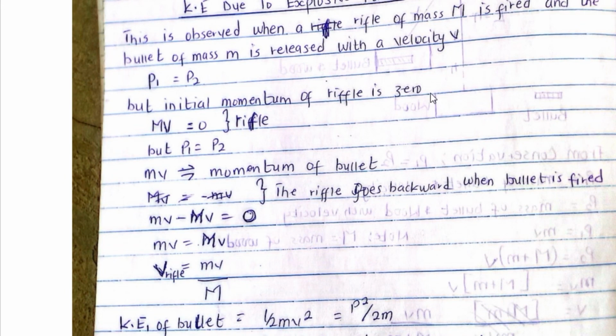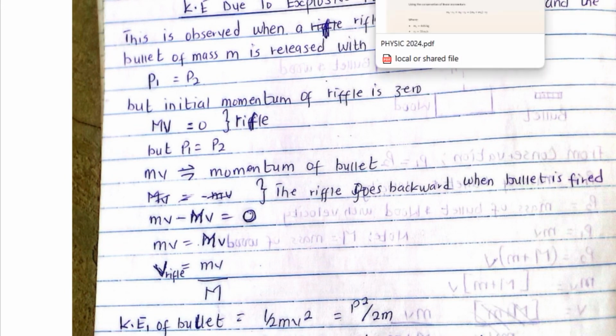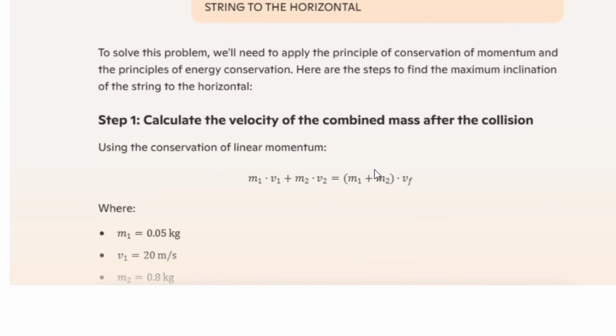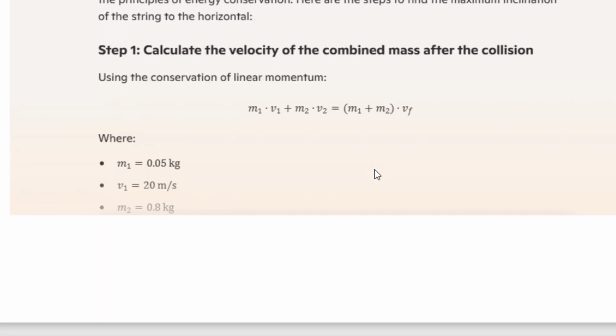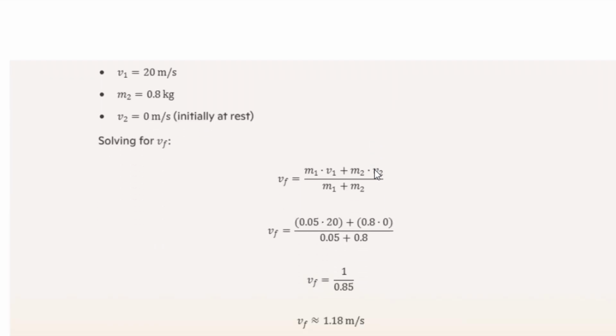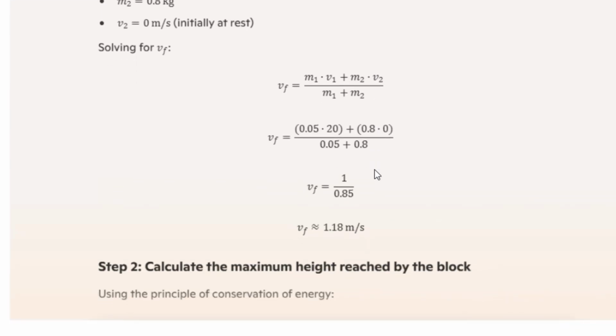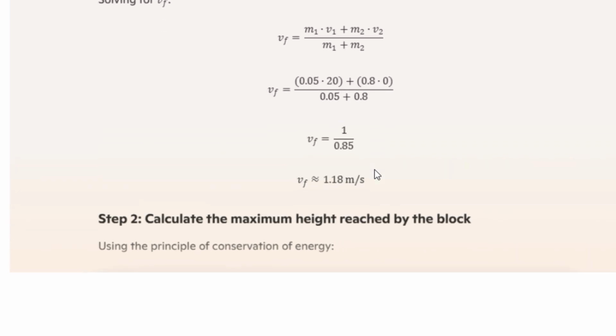Now, inside the study pack, here is the solution to the problem. First, calculate the velocity of the combined mass after the collision, using conservation of linear momentum. So you see that the question was tackled. I will not have time to explain myself, but I will just be passing the solutions through the screen, so that when you see the solution, you can take your time, write it out and study it to know how the answer was gotten.